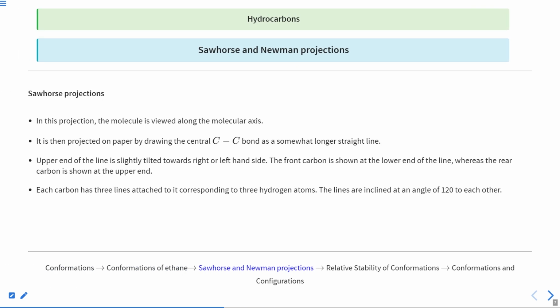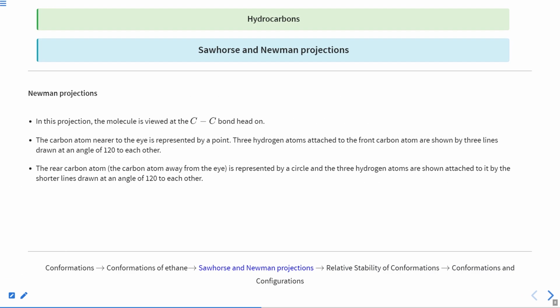So what is being said here is that you will see the molecule along the molecular axis, right? You will see the molecule along the molecular axis and try to project it on a paper. Now second is Newman projection.